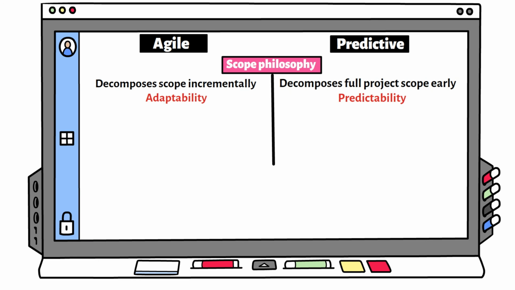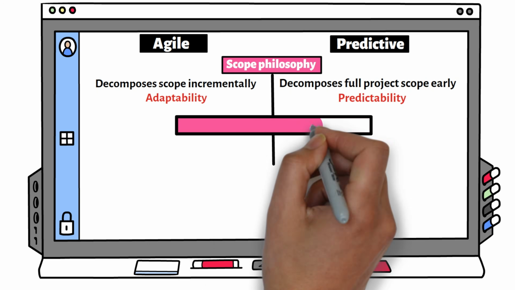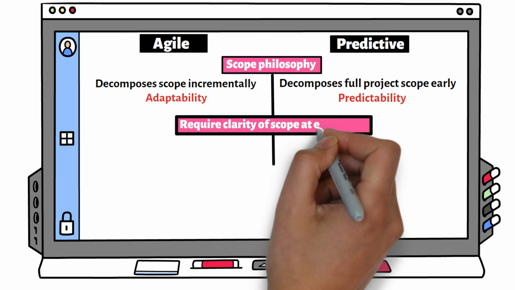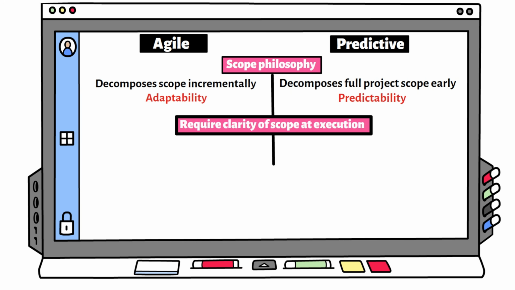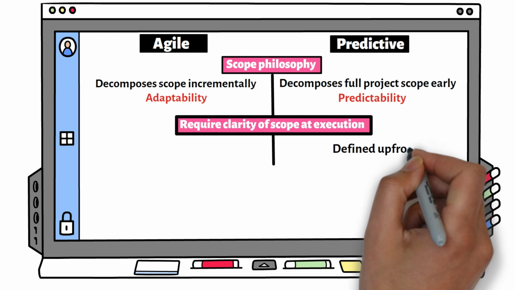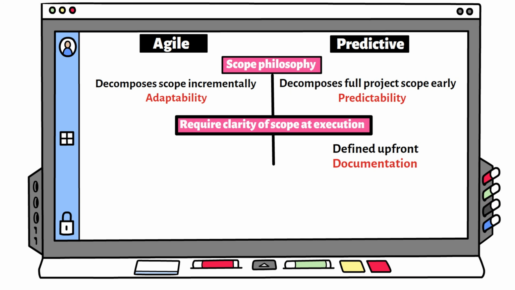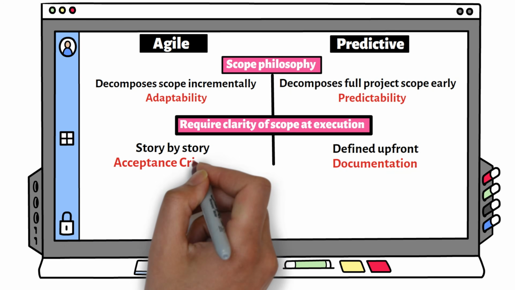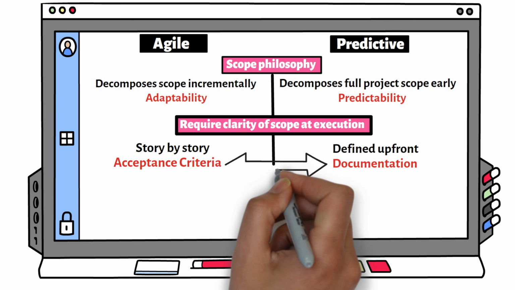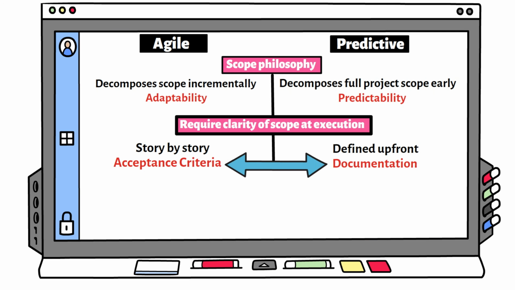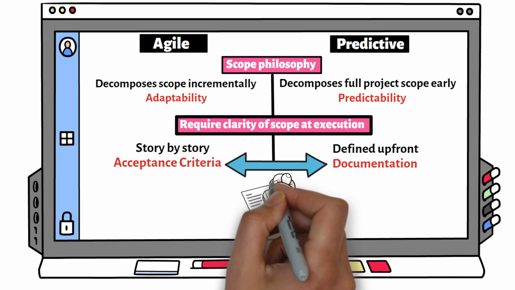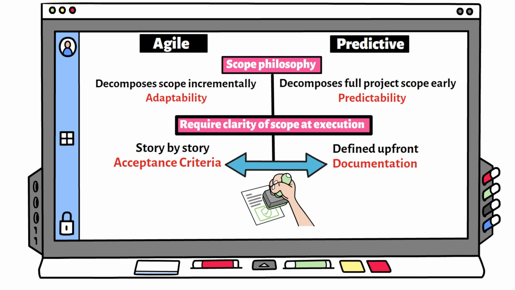However, both approaches share a similarity. Both require clarity of scope at the level of execution. In predictive, clarity is defined upfront through documentation. In Agile, clarity is defined story by story through acceptance criteria. Acceptance criteria serves a similar purpose to detailed requirement specifications. They define what must be true for the work to be considered complete.